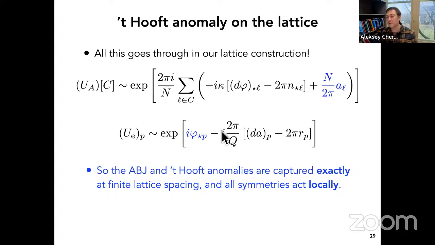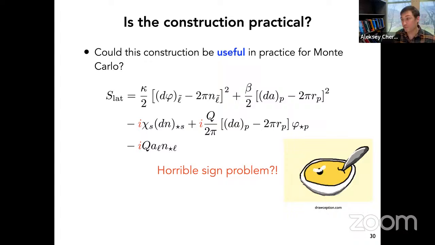Okay, now you could ask, is this useful? And you know, useful for actual Monte Carlo calculations. And you might think that the answer is obviously no. There's a giant fly in the soup. And that fly is that there's a bunch of i's all over the action. So the action is not positive. This is bad because in lattice Monte Carlo, you want the action to be positive.